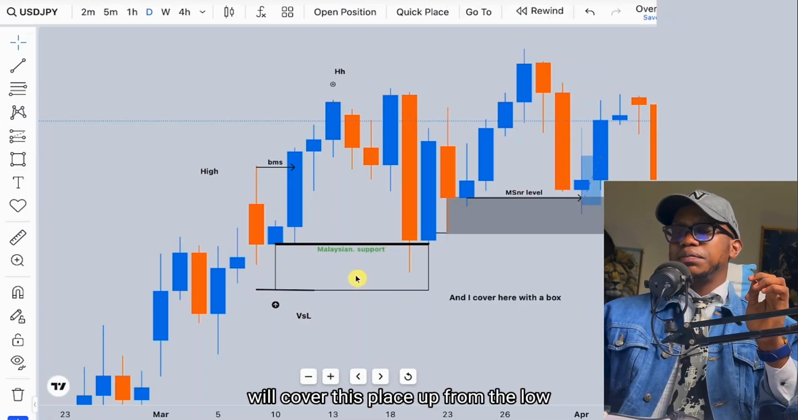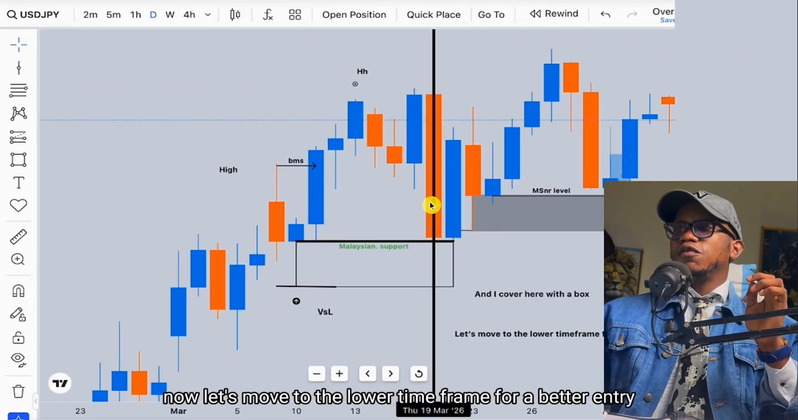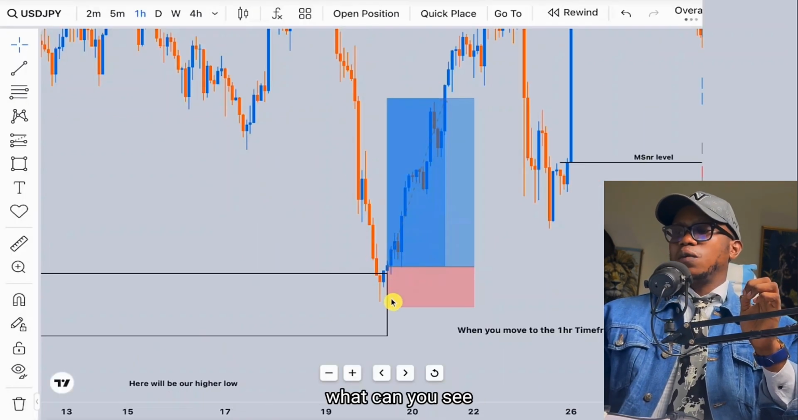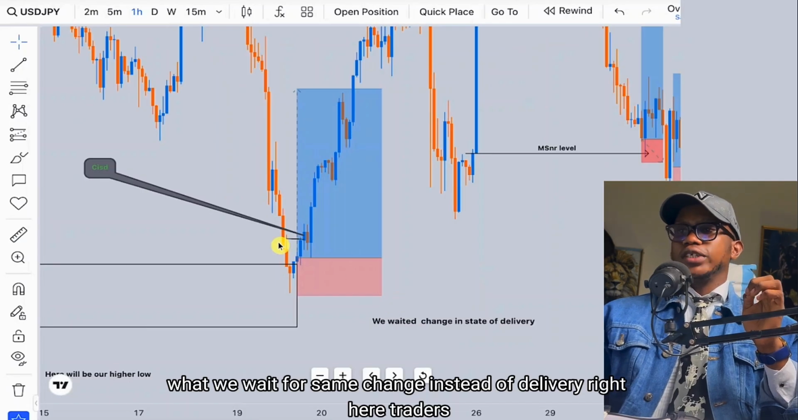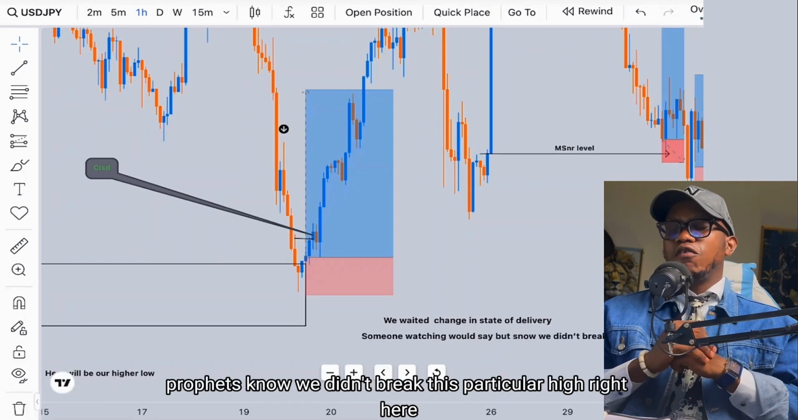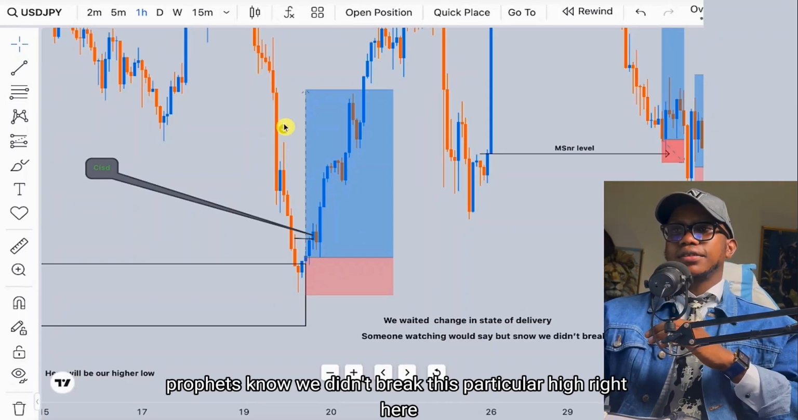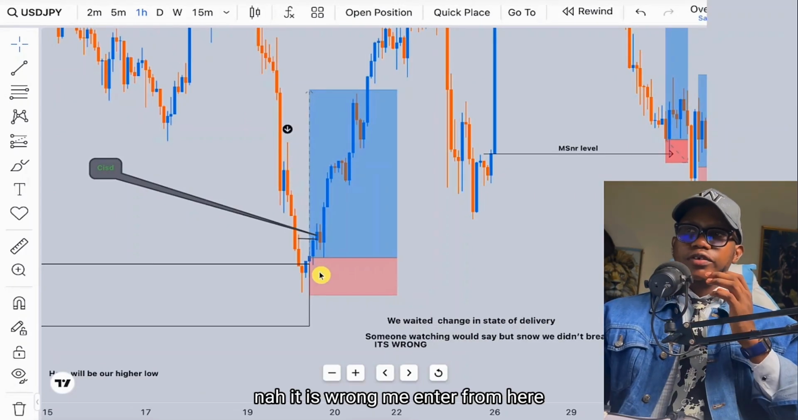We will cover this place up from the low, this Malaysian support. Now let's move to the lower time frame for a better entry. And can you see when you move to the 1-hour time frame, what can you see? We waited for the same change in state of delivery right here, traders. What you will see, but victors, we didn't break this particular high right here. It is early entry from here.